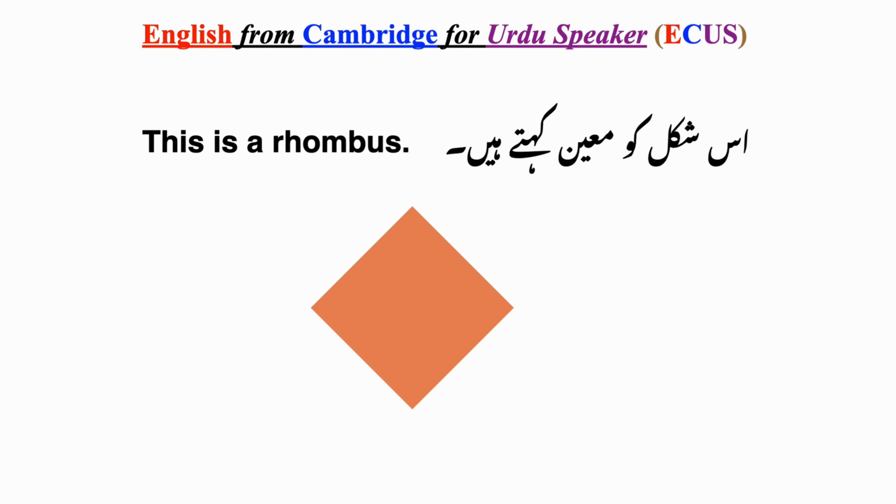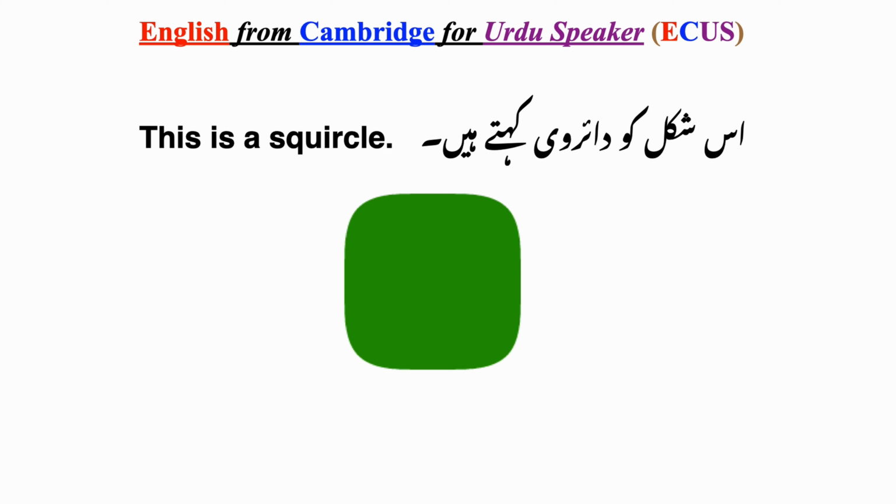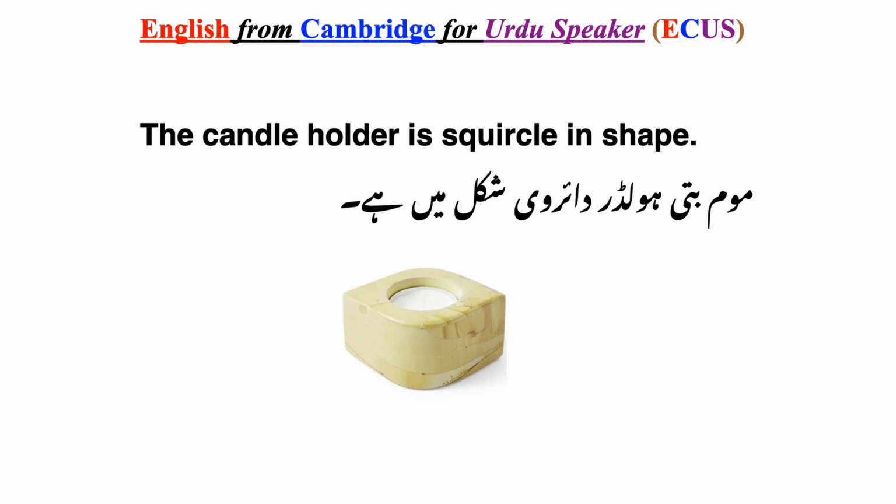This is a rhombus. The earrings are rhombus in shape. This is a squircle. The candle holder is squircle in shape.